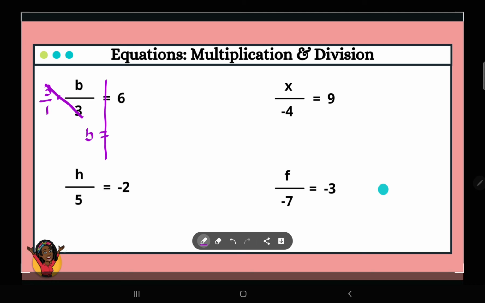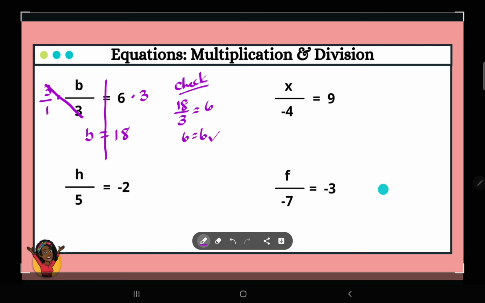And if I multiply this side by 3, I also have to do that to the other side. So 6 times 3 is equal to 18. Let's perform our check by substituting this back in. 18 divided by 3 should be equal to 6. 18 divided by 3 is 6. Therefore, that is the correct answer.